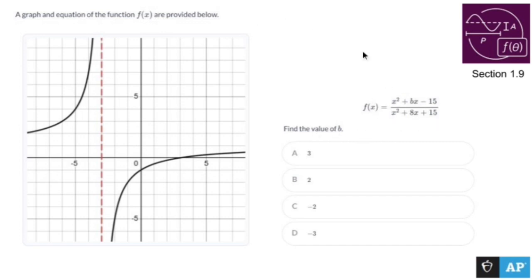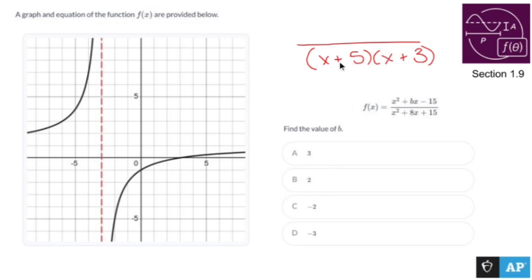Okay, I have no restrictions on the bottom. So what I'm going to do, since I'm dealing with horizontal asymptotes, is I'm going to factor out the bottom. Two numbers that add up to 8 and multiply out to 15 are going to be 5 and 3. Now, this is what I have so far.